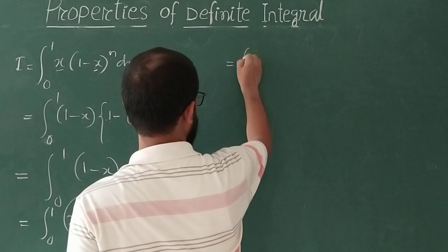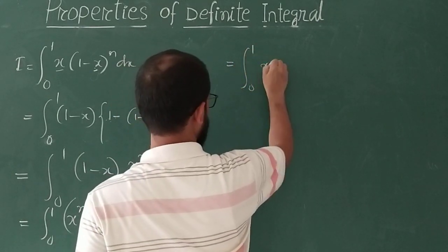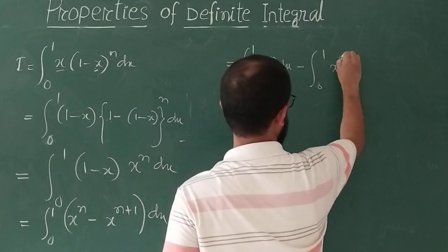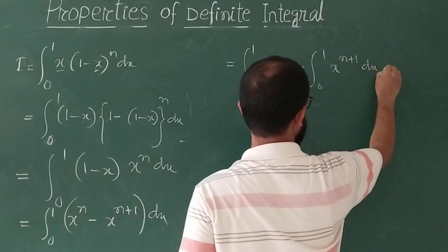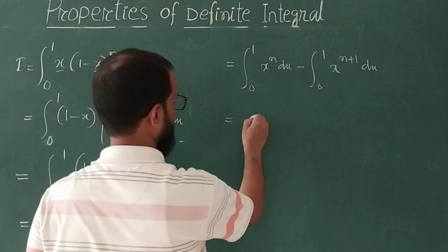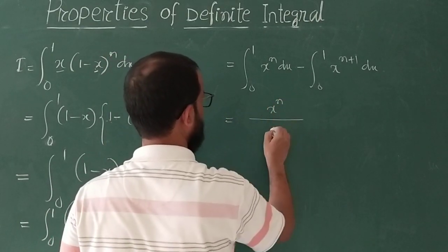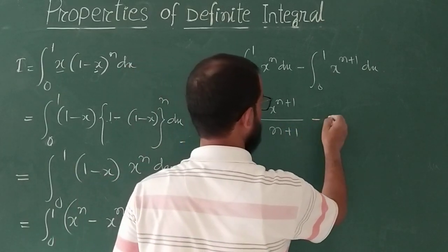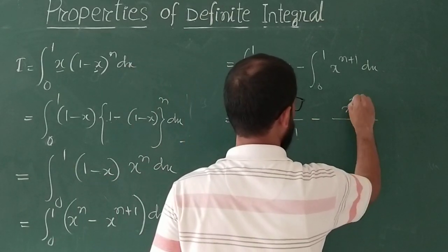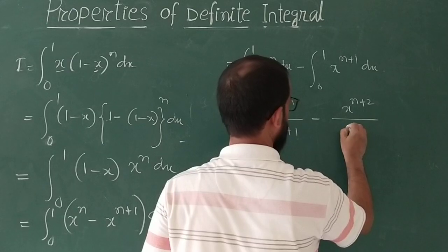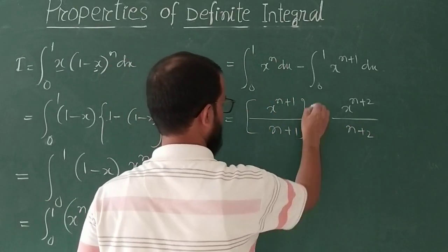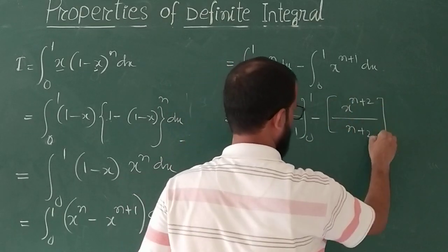Then in the next step, the integral can be separated: integration 0 to 1 x to the power n dx, one integral, and another integration 0 to 1 x to the power n plus 1 dx. Finally your integral becomes x to the power n plus 1 divided by n plus 1, minus x to the power n plus 2 divided by n plus 2. Then you put the limits 0 to 1.